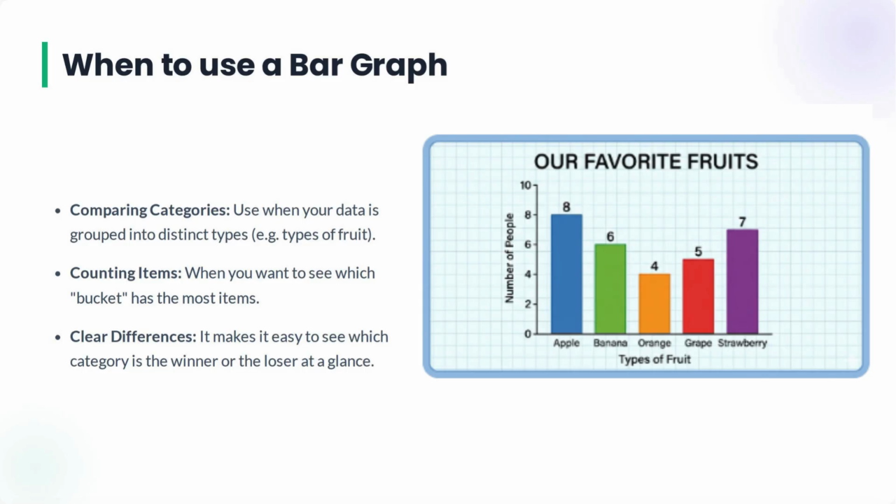Use a single bar graph to show totals for different categories. Use them when your data is grouped into distinct types, such as the different types of fruit shown in this example. Looking at our fruit graph, we can immediately see that apples are the most popular choice, while oranges are the least.